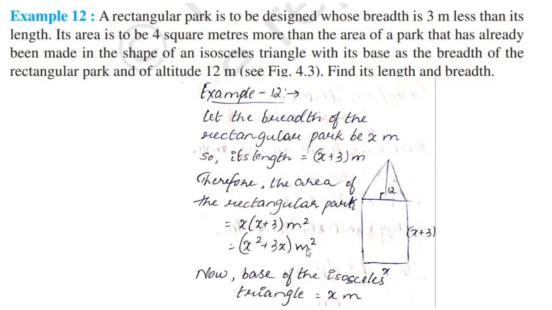This is the first time you're reading. Second time: the rectangular park is designed whose breadth is 3 meters less than its length. Its area is to be 4 square meters more than the area of the park that has already been made in the shape of an isosceles triangle, with its base as the breadth of the rectangular park and altitude 12 meters. As shown in the figure they have given, but I prefer this thing shouldn't have come in the question. This is the figure given in the question, which you see on the screen. Find the length and the breadth.